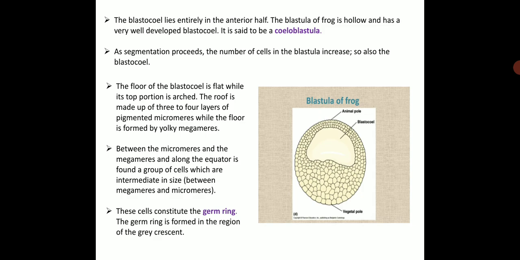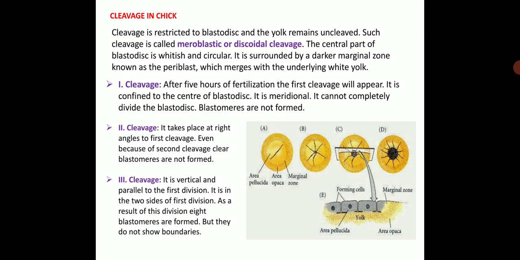Between the micromeres and the megameres, along the equator, is found a group of cells which are intermediate in size, that means between megameres and micromeres. These cells constitute the germ ring. The germ ring is formed in the region of the grey crescent. That is what you can see in the frog's egg; when we discussed different types of egg, we discussed the regions you find in the amphibian egg. So this is about the cleavage and the blastulation you find in the frog.